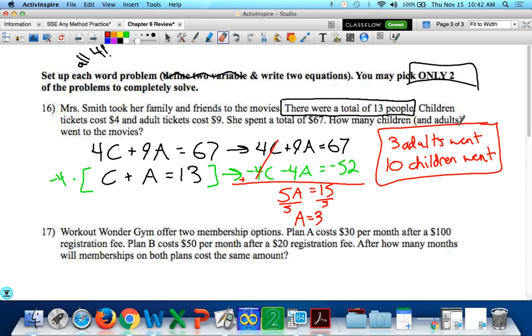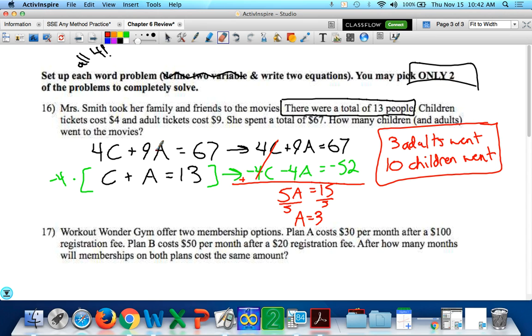You'd really rather write that out in a better sentence. Say 3 adults and 10 children went. You know, not "3 adults went, 10 children went," but you get the gist of it, okay? How would I do that if I wasn't thinking about it in terms of the real world? You take A equals 3 and plug it into one of your original equations.